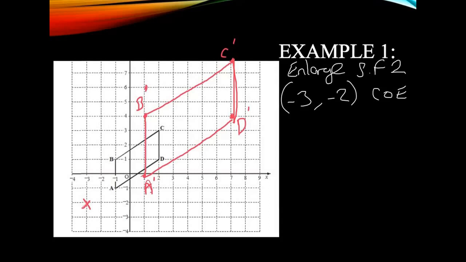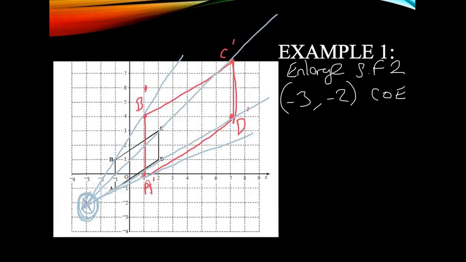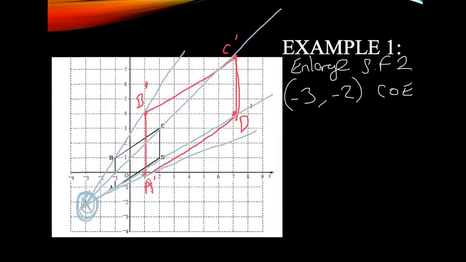And how can I check? Well, just as a final check, what you can do is you can use a straight line from here, and you should be able to see that you're almost like perspective lines. Go something like this through each corner. Okay, and we can see that these all match up nice and perfectly with a straight line back to this centre of enlargement down here. Perfect. Let's move on.